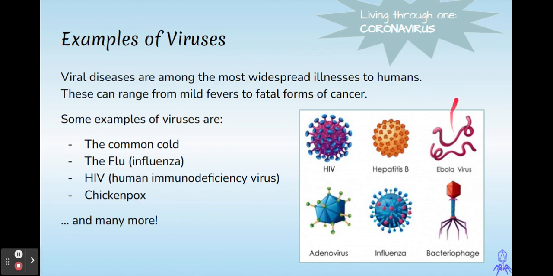So, examples of viruses. The one we're living through right now, the main one, is coronavirus, and it's kind of in the name, as you can tell, and it's taken over the world as now it's a pandemic. Viral diseases are among the most widespread illnesses to humans. These range from mild fevers to fatal forms of cancer, so they can be very harmful. Some examples of viruses are the common cold, the flu, also known as influenza, HIV, human immunodeficiency virus, and chickenpox, and many more. Here's a picture of some of the viruses that can occur, but there's obviously a lot more: HIV, hepatitis, Ebola, bacteriophage, influenza, adenovirus, and many more.